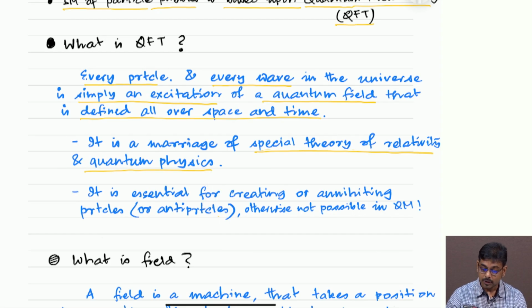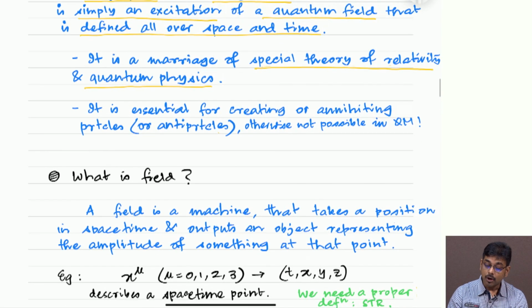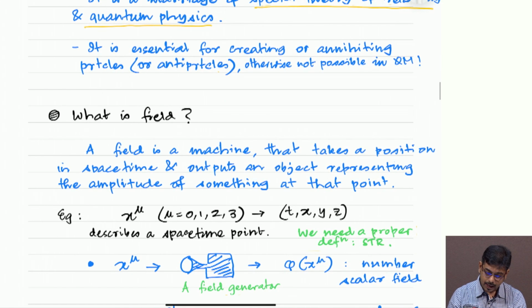And the third, which is also a phenomenological need, is that if we are just sticking to quantum mechanics, we cannot create or annihilate particles. In order to do so, we really have to go into the construction of quantum field theory. Now, as we understand that the basis of quantum field theory is the definition of a field, I ask this question now: what is a field?